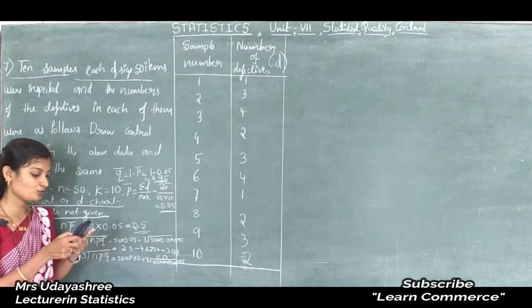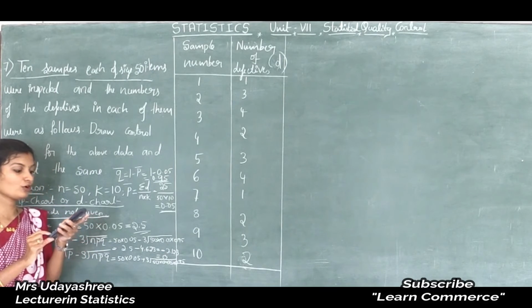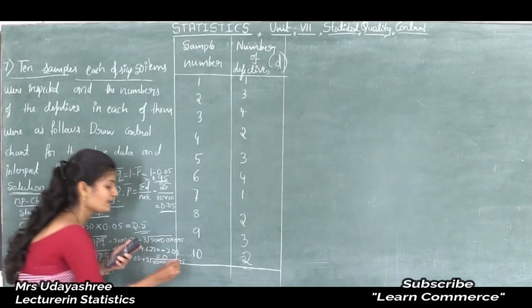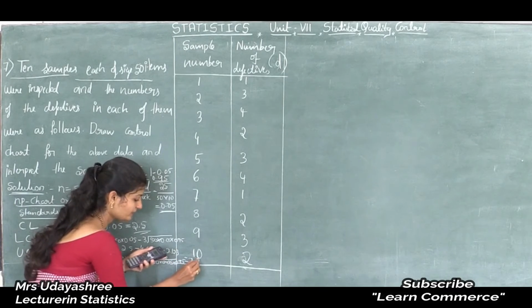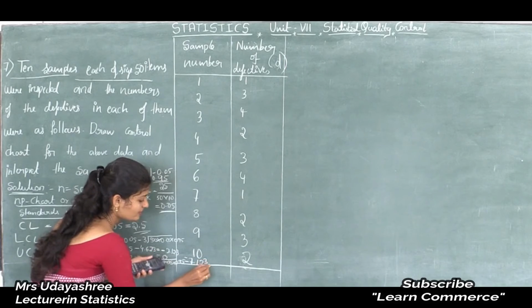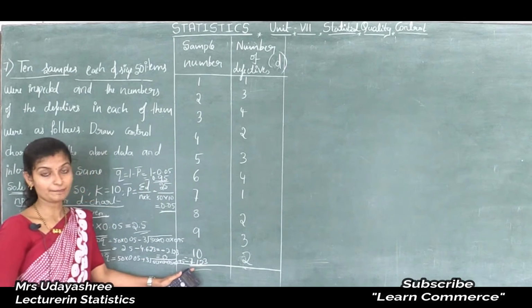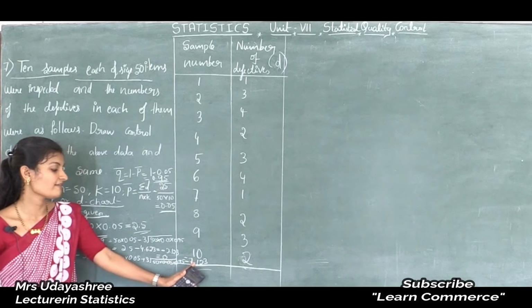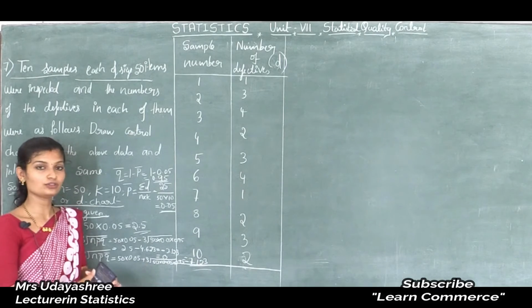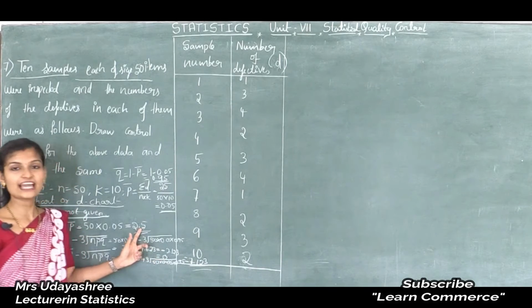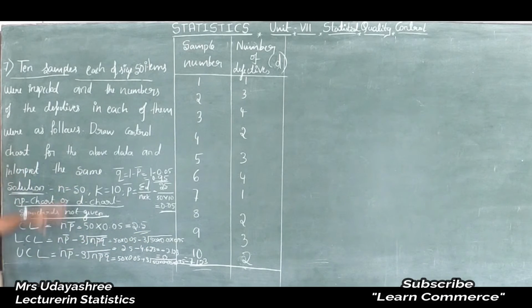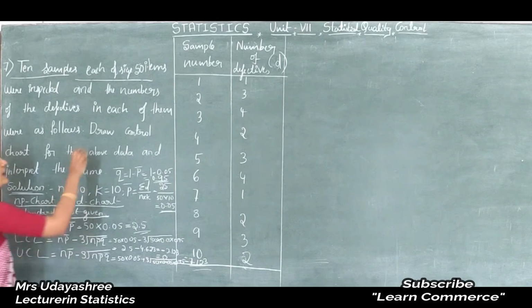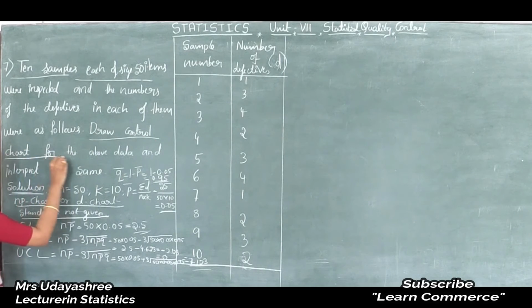4.623. So 2.5 plus 4.623, I will write here, that value is 7.123. So here the upper control limit value is 7.123, the lower control limit is 0, and the central line value is 2.5. Okay, now what do we need to do next? See, we need to draw a control chart for the above data.